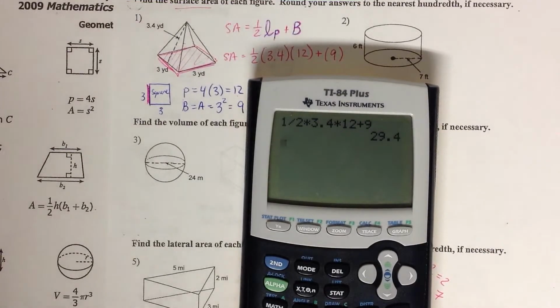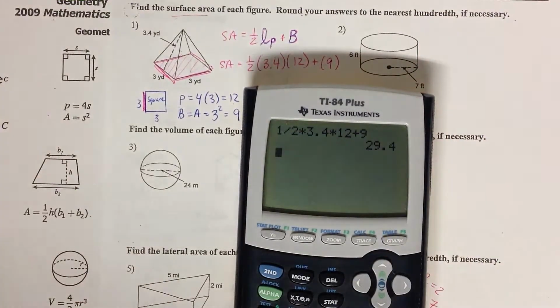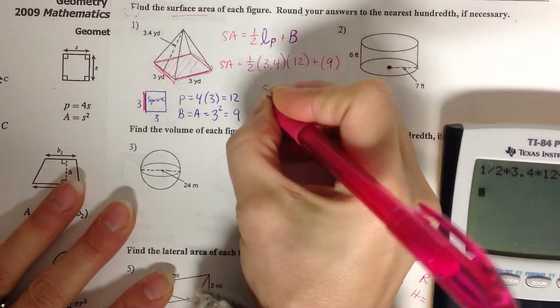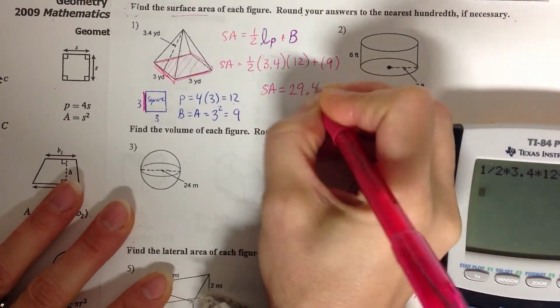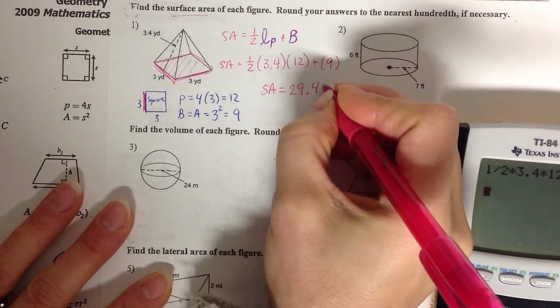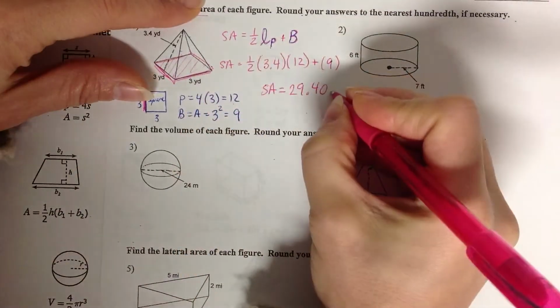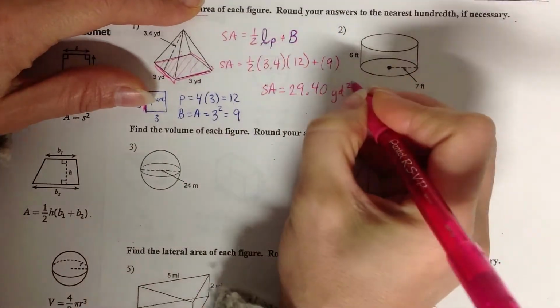Alright, and that's my answer. This said 100th, which is kind of weird because this is a terminating decimal. It stops in the 10th place. If you're really following your directions there, technically you would give the surface area as being 29.4, and since it says 100th, technically I should put a 0 there. Now, yards, area is measured in square units, so this would be square yards.